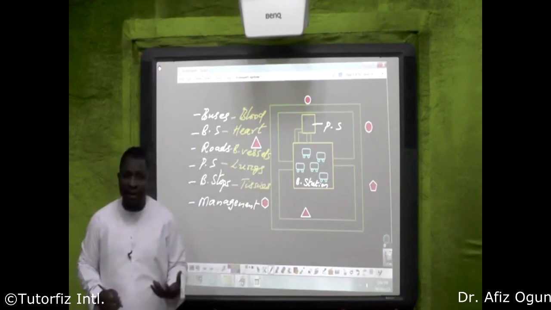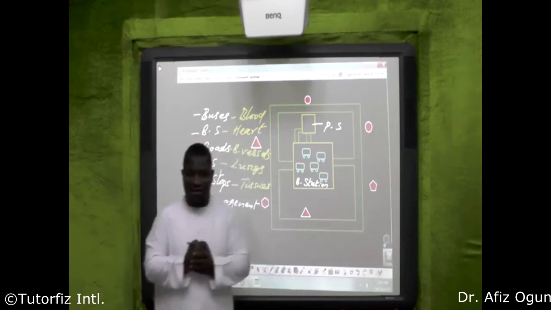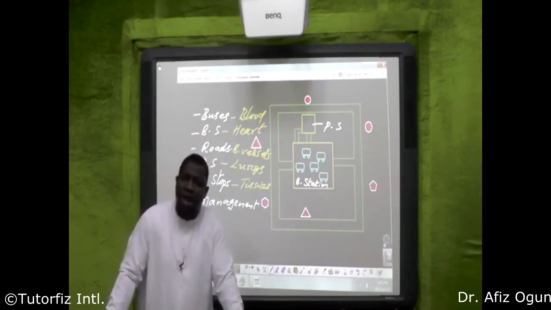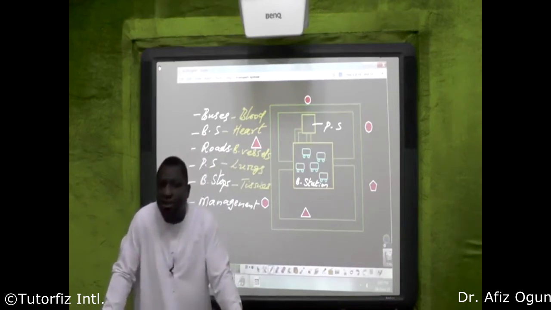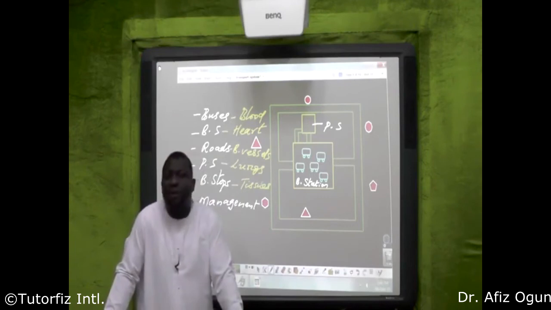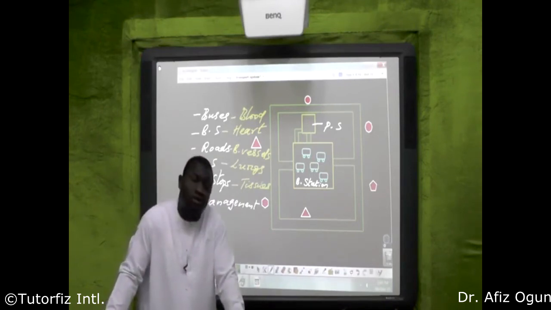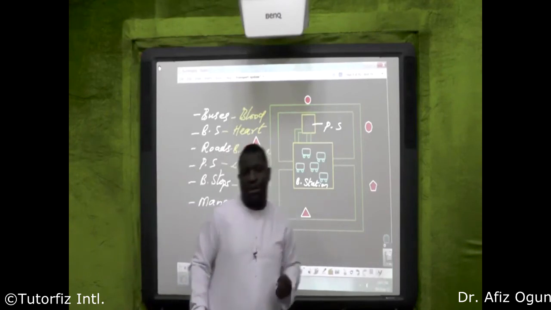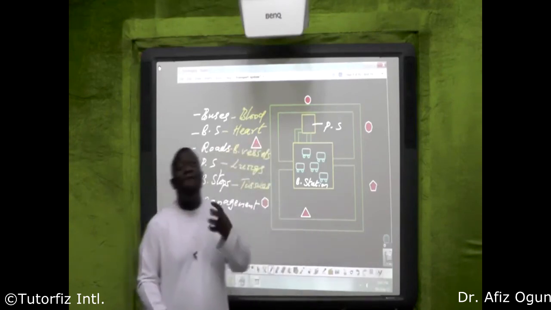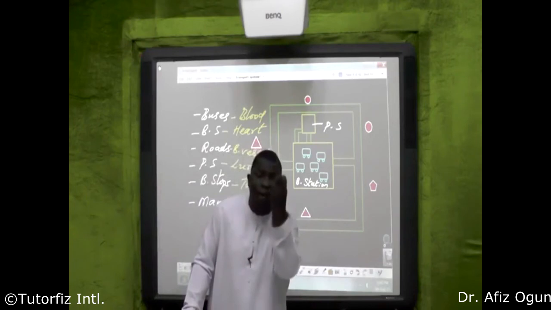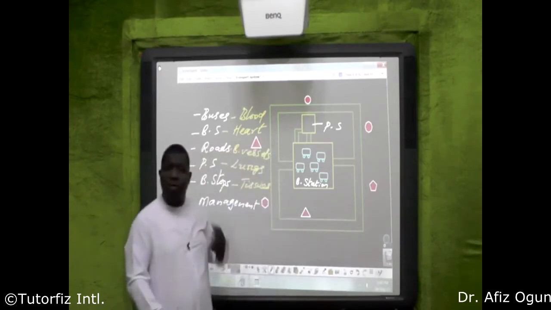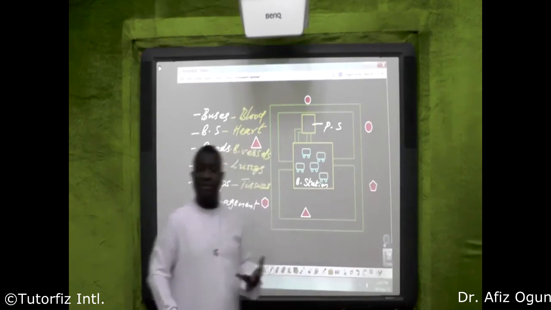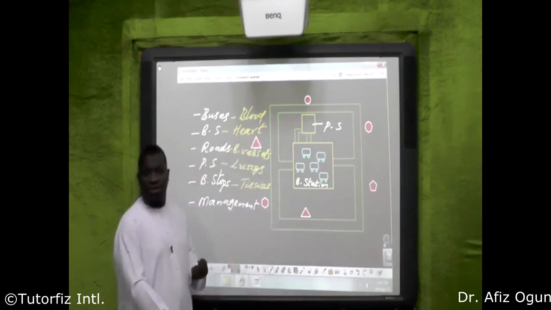And the management, which controls the entire thing, which tells the buses where to go, which tells the buses when to come back, which tells the buses when to go back to the petrol station, which tells the buses how much petrol they should take, how fast they should take the petrol, how fast they should move on the street, and when to return back to the station.